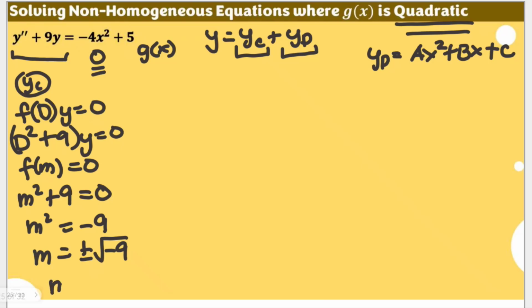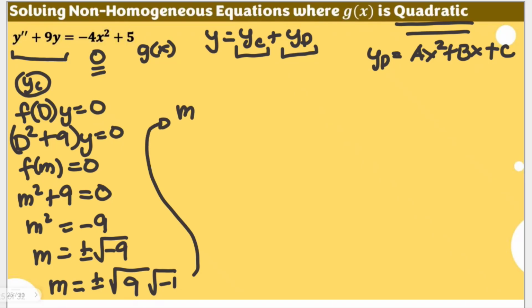Moving further, because we need to have the actual values for a and b later on as part of the solution, let's start with 9. 9 times the square root of negative 1. Hence, our m, or the roots of this given auxiliary equation, is equal to plus minus 3i. Following this format for our imaginary roots, a plus minus bi, our a is 0 since we don't have a coefficient here, but our b is 3.